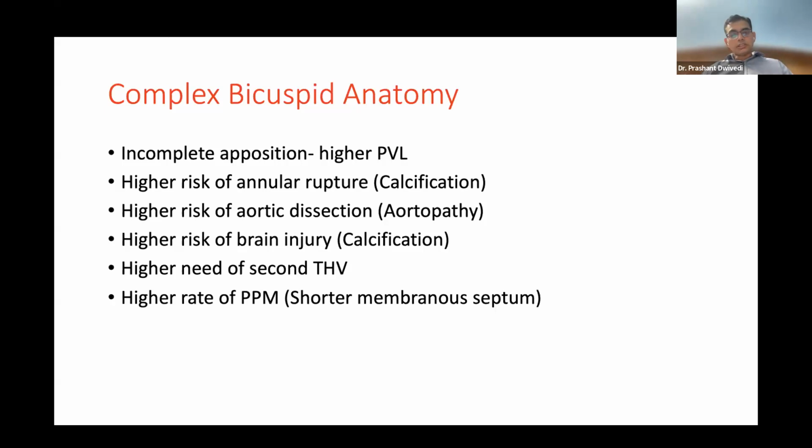So there might be chances that the calcium may travel up into the brain and lead to a stroke. Then there are chances of aortic dissection, because bicuspid aortic valves are many times associated with aortopathy. And there is a risk of annular rupture because of the severe calcification.